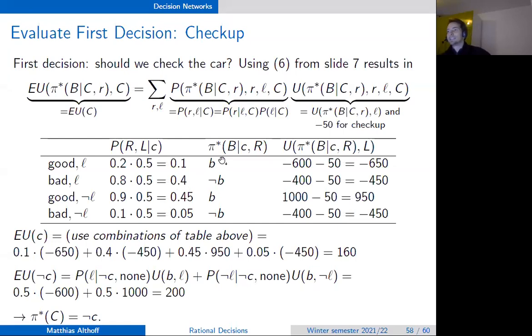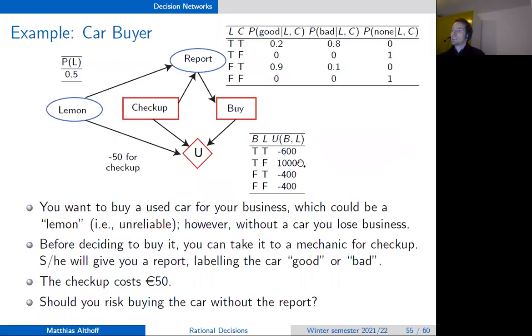Sorry. So we should buy it if we do a checkup and the report is good, and we should not buy it if the report is bad. We should also buy it if we don't do the checkup and the report is good. Yeah, I mean, this is a repetition. So if the report is good, we buy it. If the report is bad, we don't buy it. So that's repeated here. Sorry for that confusion. And then we take the utilities from this table here.